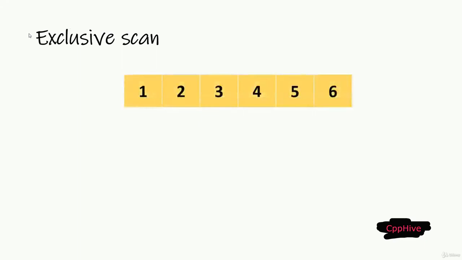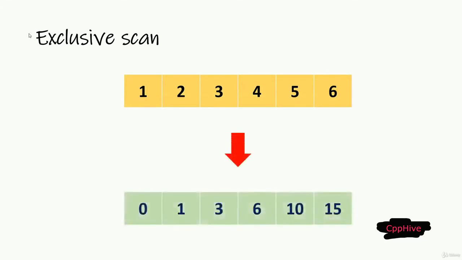Now I want you to pause the video and try to calculate the exclusive scan output for this input array. So pause the video now. Okay. The exclusive scan output would look like below. Notice we have not used the ith element when we are calculating the ith element in the output array. For example, to calculate the fourth element in the output, we have only used the first three elements in the input, hence the value 6. So this is the difference between inclusive scan and exclusive scan.